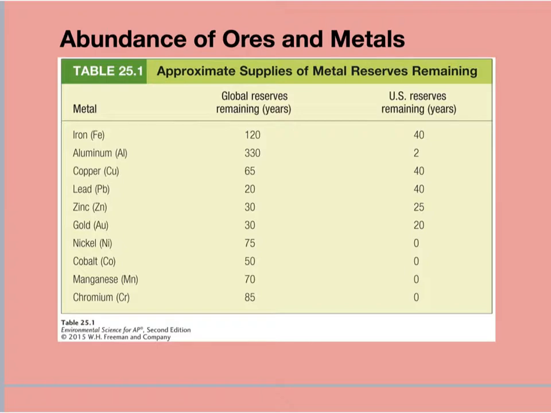Some important metals like tantalum have never existed in the United States, and the United States has used up all of its reserves in some of its other metals, like nickel, for example. And we must now import these metals from other countries.